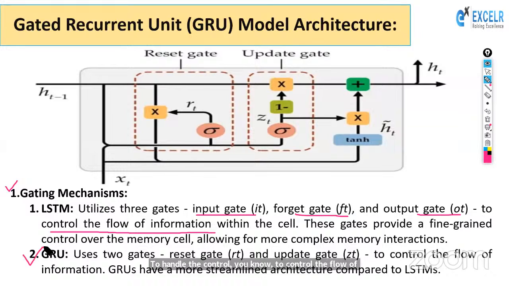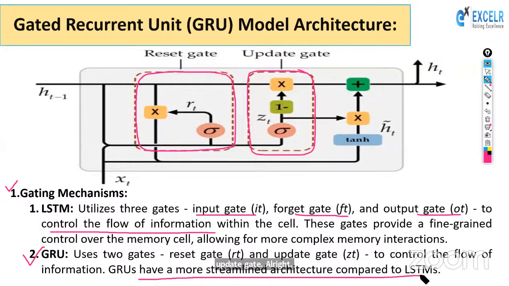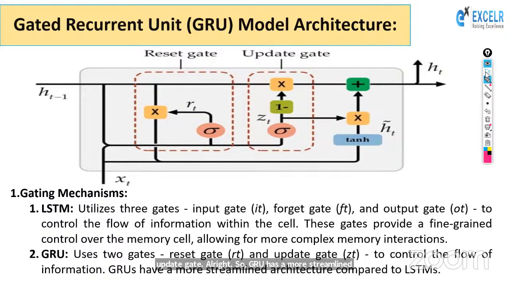While GRU uses only two gates, one is a reset gate, and the other is an update gate. This particular portion is called the update gate. All right. So GRU has a more streamlined architecture compared to LSTM, since it utilizes only two gates.